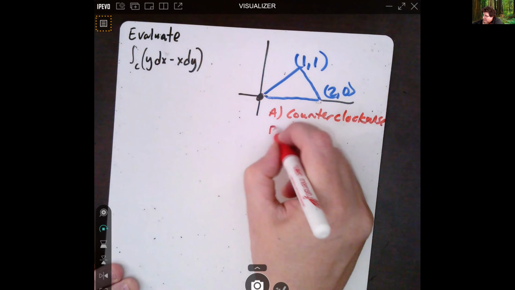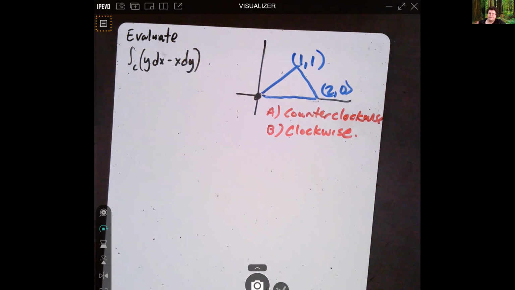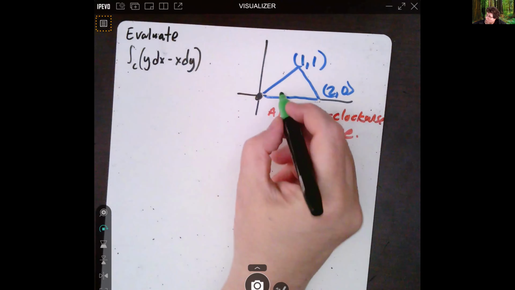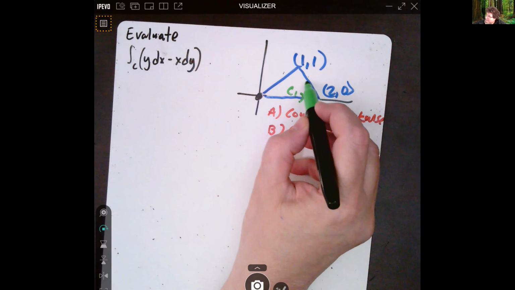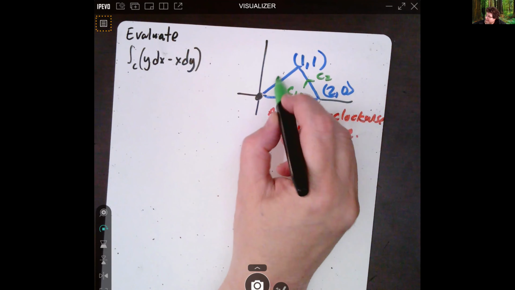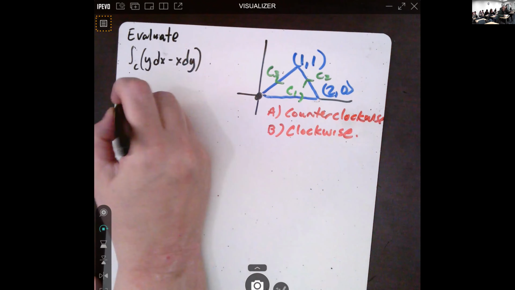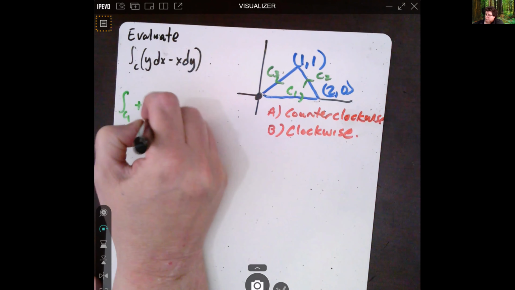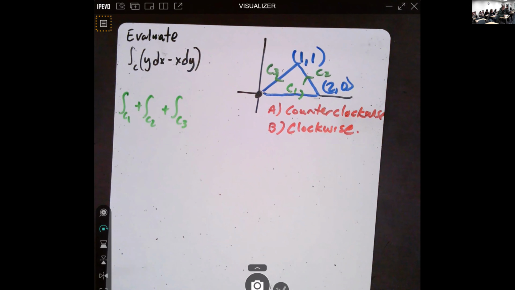And B, maybe clockwise. Let's try it both ways. So we can break this. We've got 3 lines. This is actually like a C1, a C2, and a C3. If I start at the origin and I go this way clockwise or counterclockwise, that's C1, that's C2, and that's C3. And I can break this up into doing 3 intervals. Right, I can do C1 plus C2 plus C3.